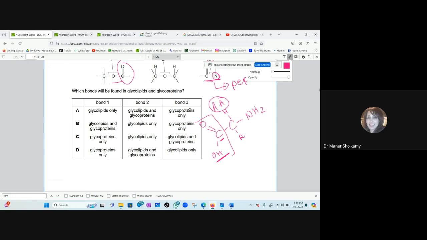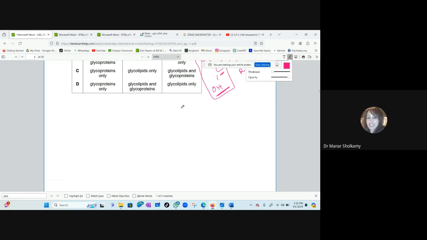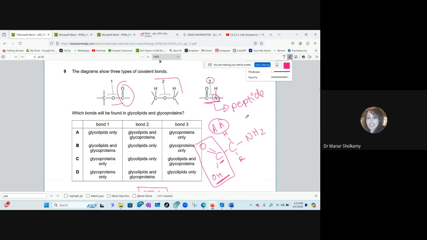And this carboxylic acid group is found in another molecule that we studied. Who remembers? The fatty acid. Come on, wake up. The fatty acid is a chain of hydrocarbons that can be saturated or unsaturated with two functional groups. At one end, you have the CH3, the methyl group, and the other end, you have a carboxylic acid group. So the C double bond O here is found in either fatty acids or amino acids. We don't have the C double bond O in the sugars.